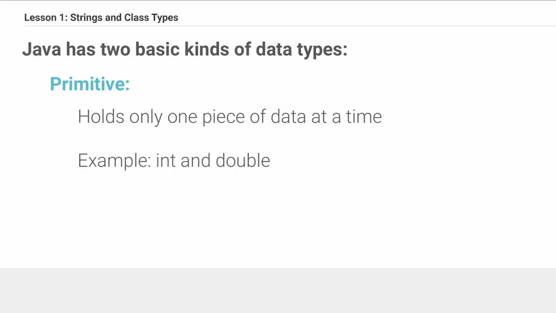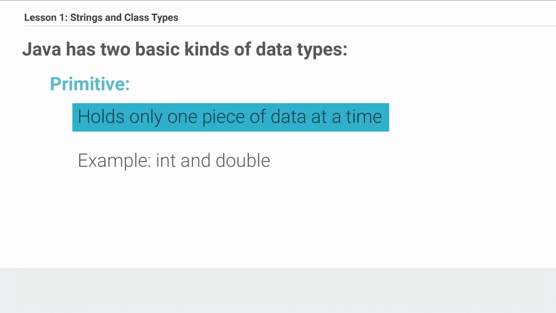Java has two basic kinds of data types. The first kind of data type is the primitive. So in the first unit, we focused mainly on primitive data types. Those are ints, doubles, and booleans. There are other primitive data types in Java, but for this class, you only need to know those three. And the key feature of a primitive data type is that they hold only one piece of data at a time. Like an int holds only one whole number, a double holds one number with a decimal component, and a boolean holds one true or false value.